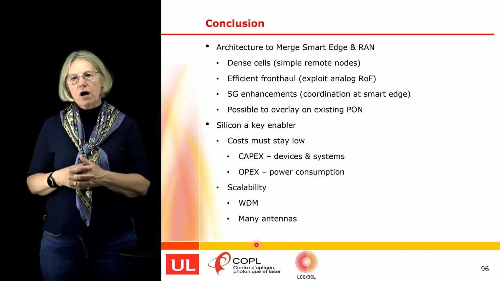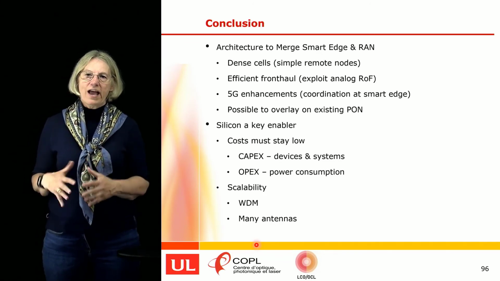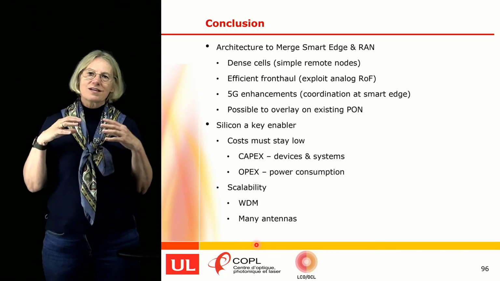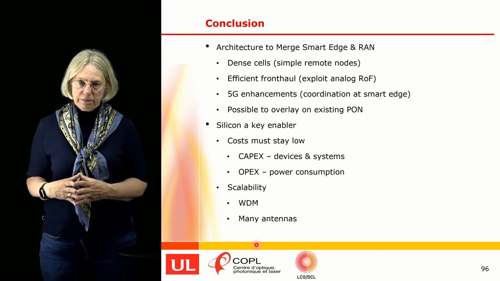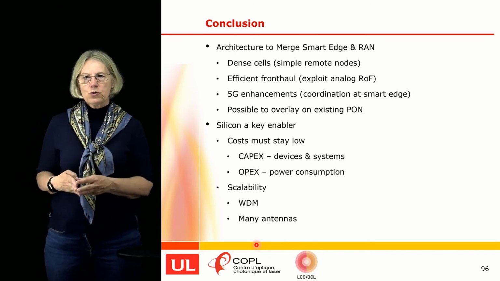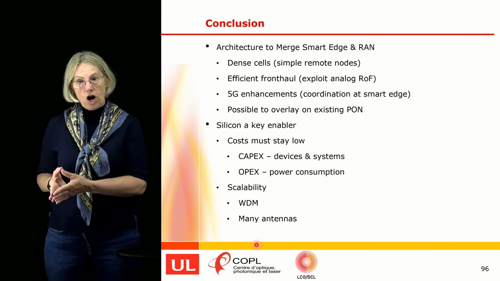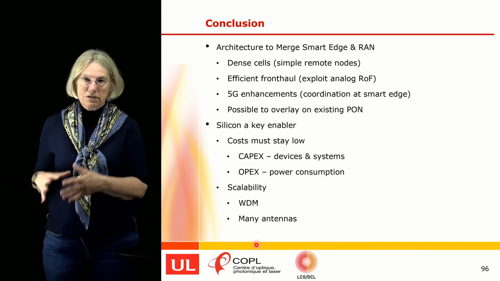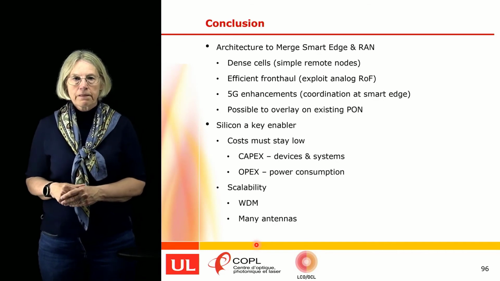So let me just conclude by reminding you that what we saw was an architecture that lets us merge a smart edge and radio access network concepts with an existing PON infrastructure. So we know that this is important because it would allow us to have dense cells, because it would allow us to have very, very simple radio units, which could be deployed at very low cost and could be deployed to sites on the existing infrastructure. So really an interesting way to densify the network without adding too much to the cost.